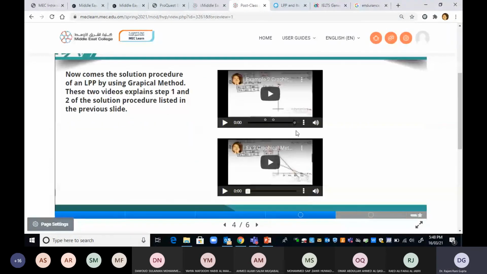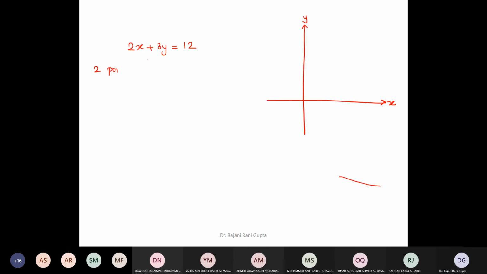For example, if you have a line 2x plus 3y is equal to 12, and I want to draw it here, how do we do this? To draw this as a line, we need to find at least 2 points, because only if we join 2 points will we get a line. So we are looking for 2 points that lie on this line.